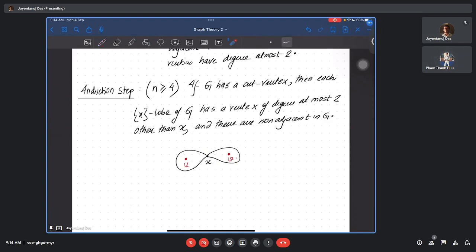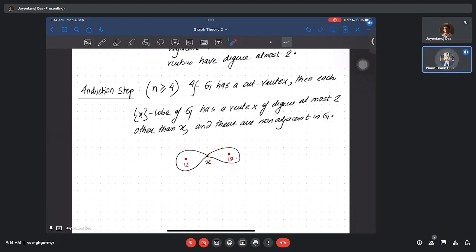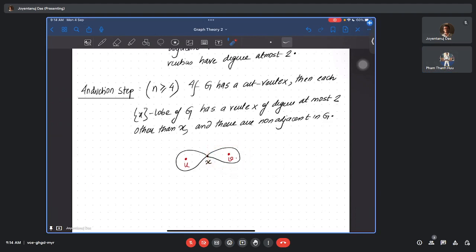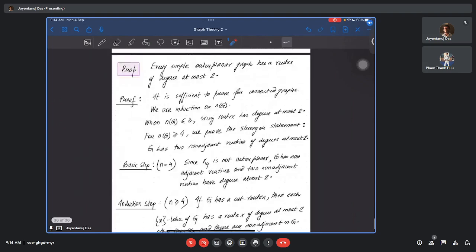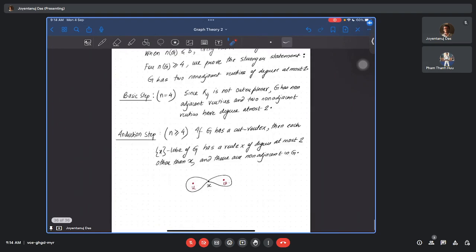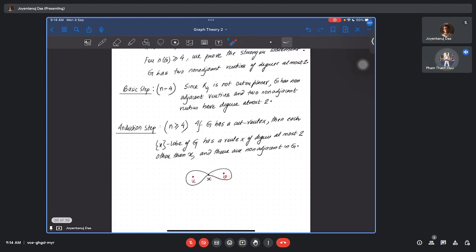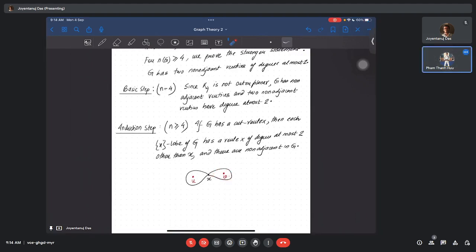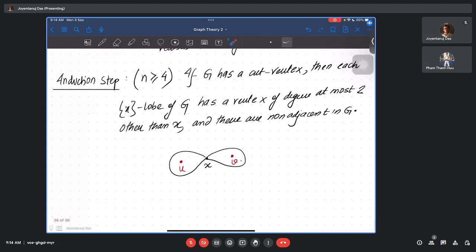Because if I consider this part, this is an outer planar graph, right? If I consider only this part as an outer planar graph, by induction I know that it has a vertex of degree at most 2, right? So I can apply induction on this part. This step is we assume n minus one. Yeah, if it is a cut vertex, it is clear. But now if it is two connected, then we have to do it separately.